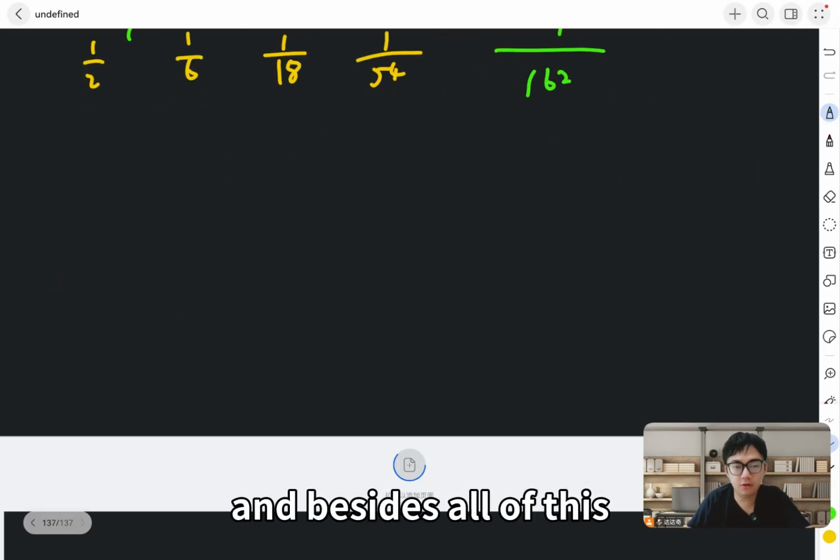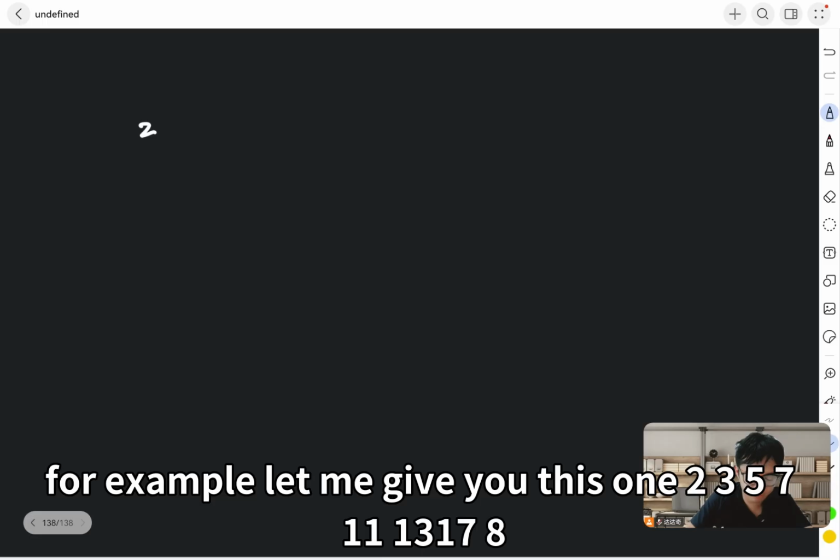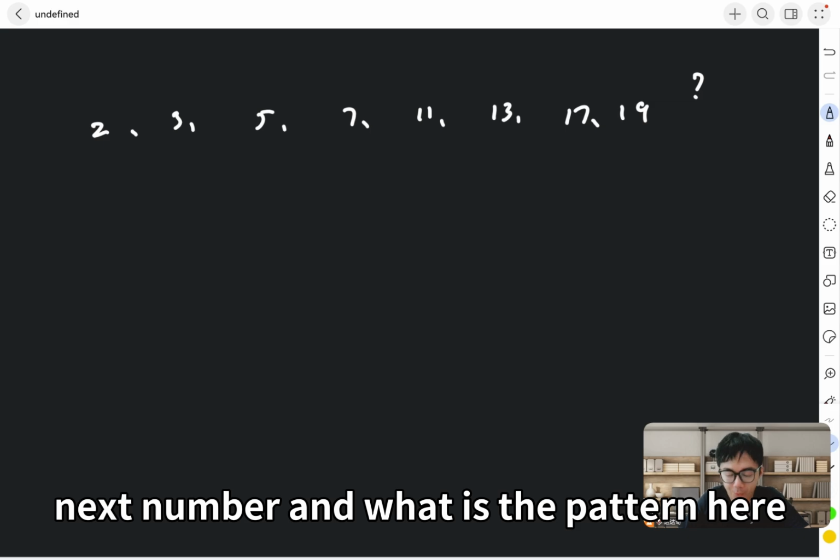And besides all of this, we also have other special sequences. For example, let me give you this one: 2, 3, 5, 7, 11, 13, 17, 19. So can you guess what the next number is and what the pattern is here?